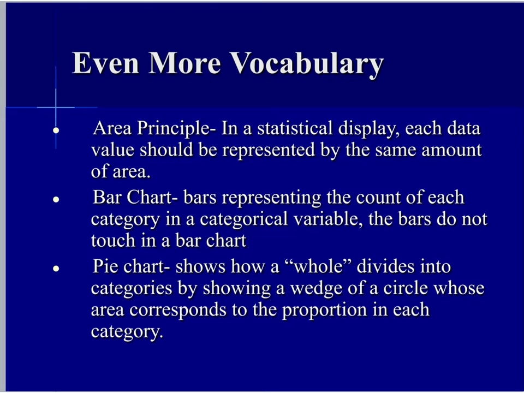So bar charts are, the bars represent the count of each categorical variable, and the bars do not touch. Now there's also a histogram in which the bars do touch, and so that's used for quantitative data. And then there's pie charts, which you have seen. Each portion is a wedge, and pie charts are really easy to make in Excel, but not so easy to make by hand. So we choose Contingency table so we know how large each of our bars need to be.